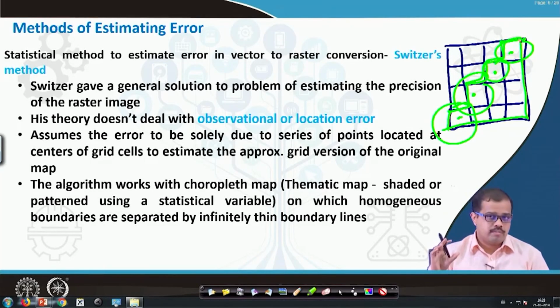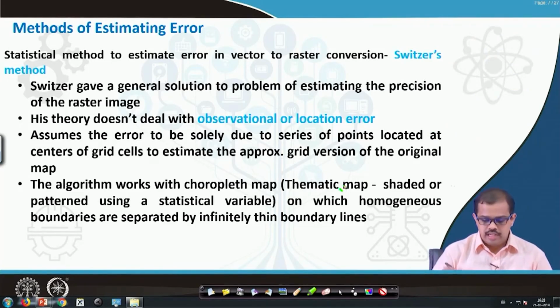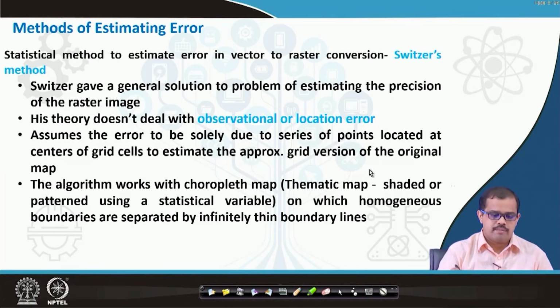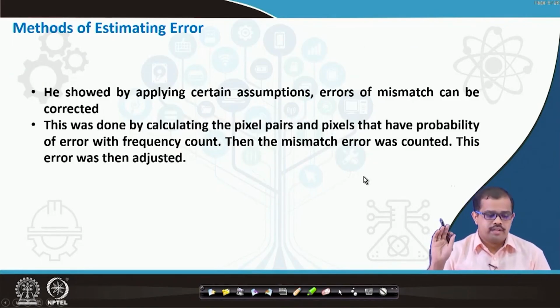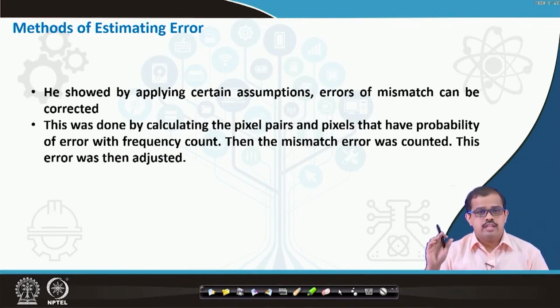It is more an approximation method, looking at the central weight of a pixel in order to estimate what is the error that may have crept in. There are several different methods that are being used, but Switzer's is a very well known method. He showed this by applying certain assumptions. Errors of mismatch can be corrected. This particular algorithm had a huge number of assumptions. For example, the first thing is this algorithm calculates for each polygon and then a set of polygons what kind of error may creep in.